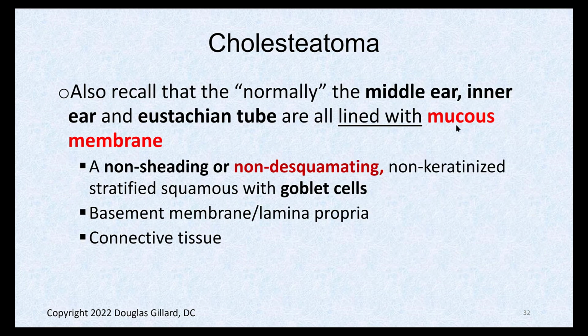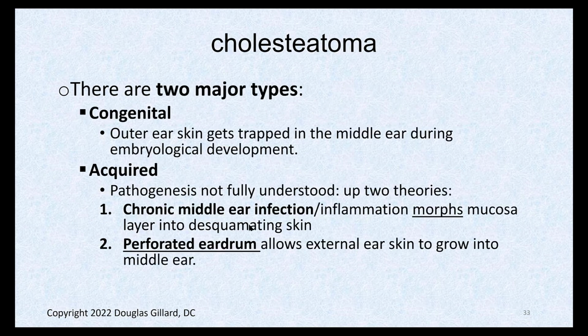In the middle ear, you have a mucous membrane. And the mucous membrane is made up of a stratified squamous epithelium, but it's non-keratinized, non-desquamating, and non-shedding. It's a special type of cell. The basal cells are not active in that type of cell. There's just tons of goblet cells. So you do make some mucus, but that's it. Then there's a basement membrane and connective tissue, aka lamina propria. That's what a mucous membrane is.